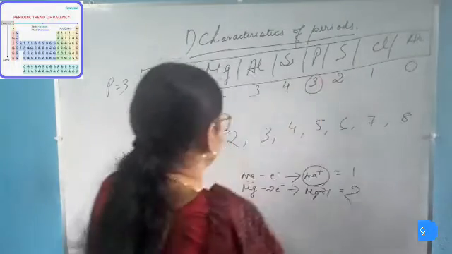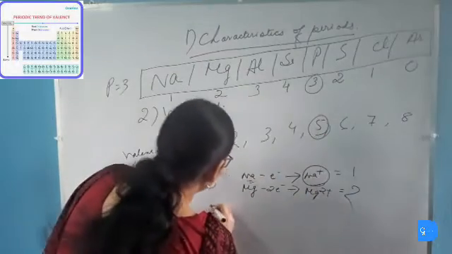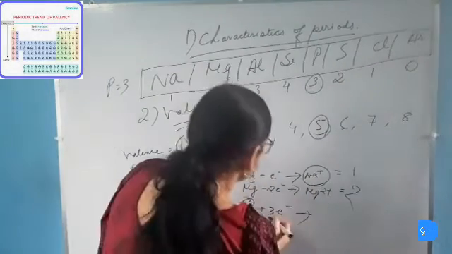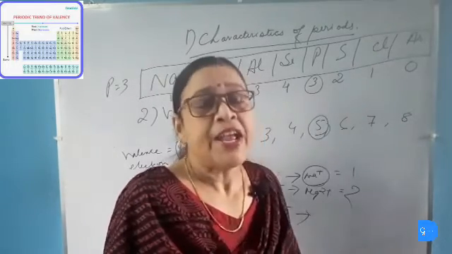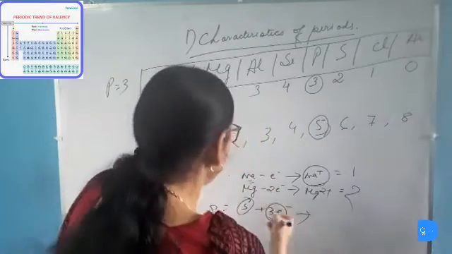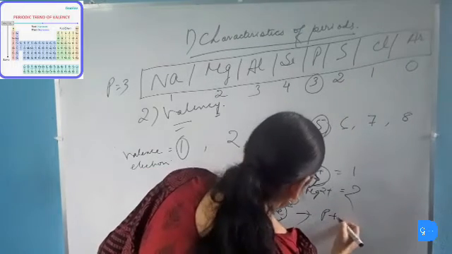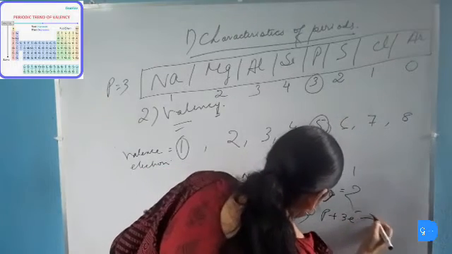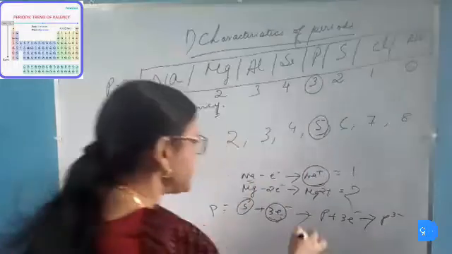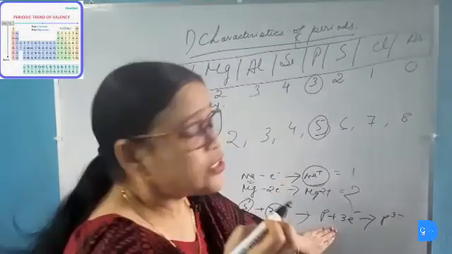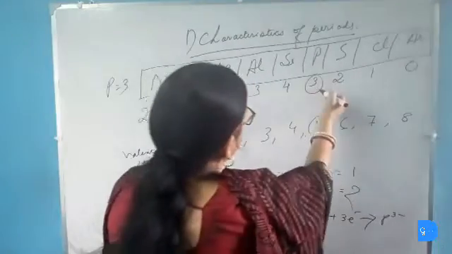Now from phosphorus. Phosphorus has 5 valence electrons. So it is easy for phosphorus to gain 3 electrons and achieve the nearest inert gas electronic configuration. So phosphorus will gain 3 electrons. Thus, as phosphorus gains 3 electrons, the octet of the nearest inert gas is complete. So the valency of phosphorus will be 3.